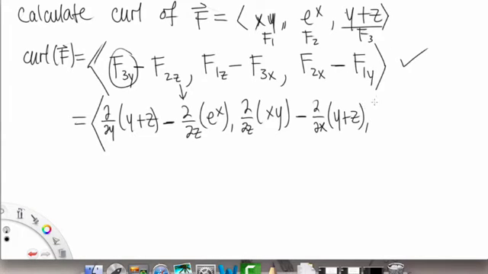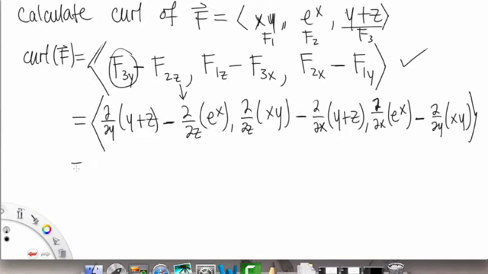And then minus the partial with respect to x of f sub 3, y plus z. And continuing, we have the partial with respect to x of f sub 2, which is e to the x. And finally, we have the partial with respect to y of f sub 1. So that's x times y.